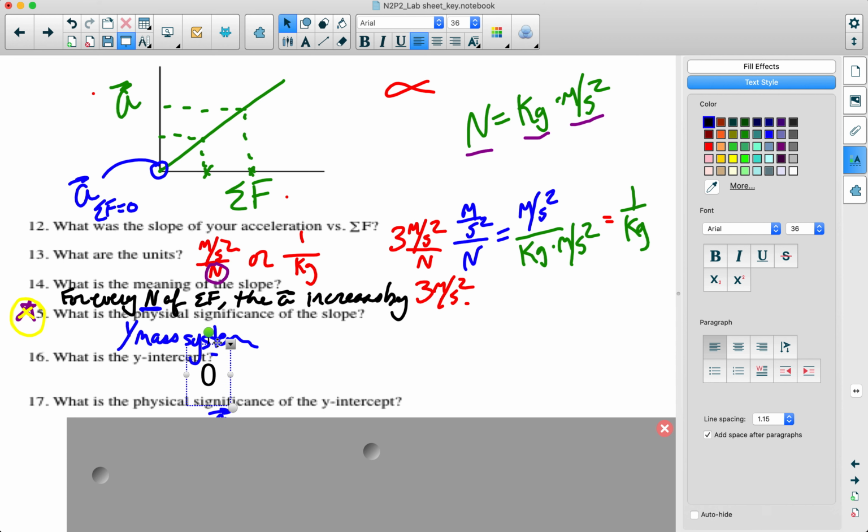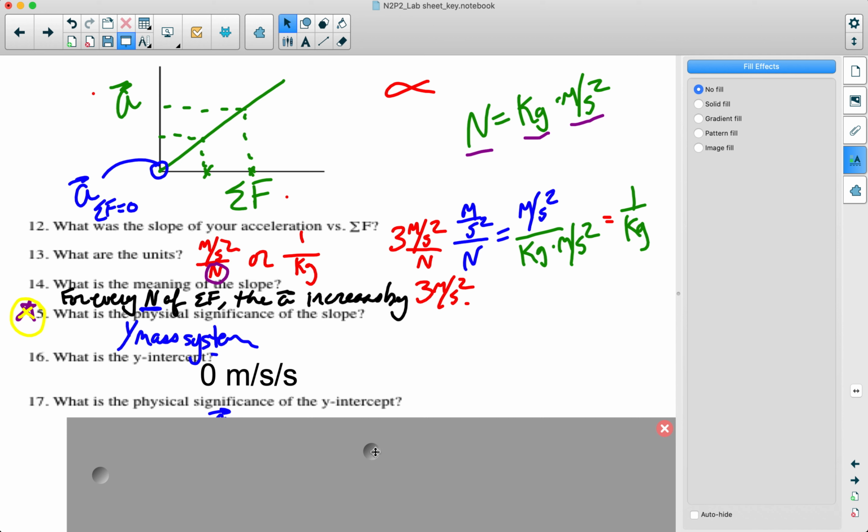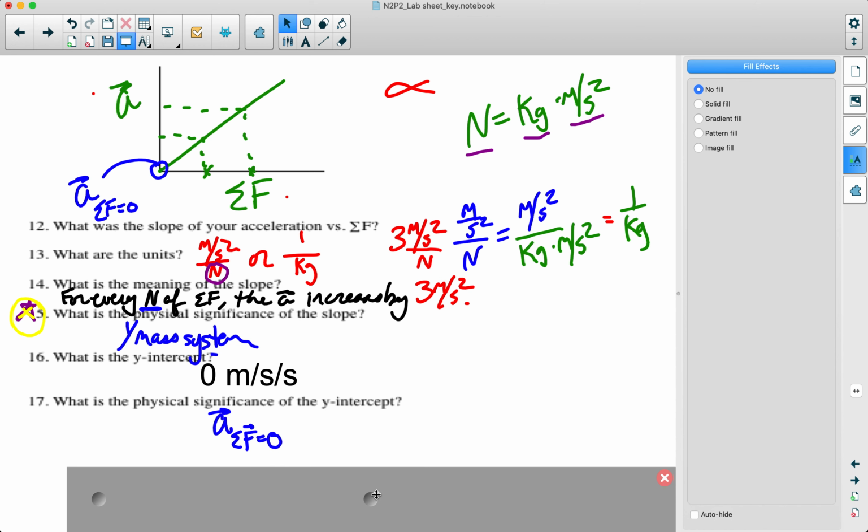And the units that would have gone with that are meters per second squared, because it's acceleration. And what does that represent? We had already talked about this. It's the y when the x is 0, so the acceleration when the net force equals 0. So when the net force is 0, that's the acceleration.